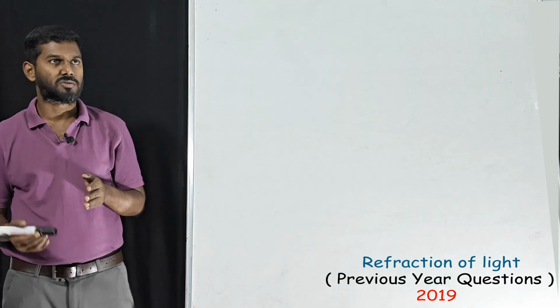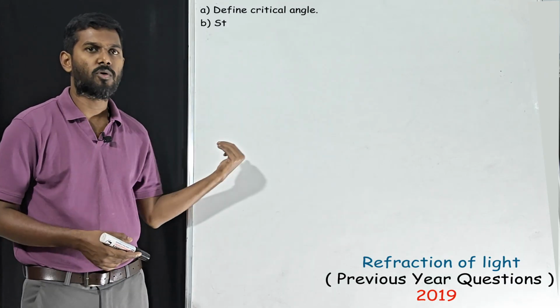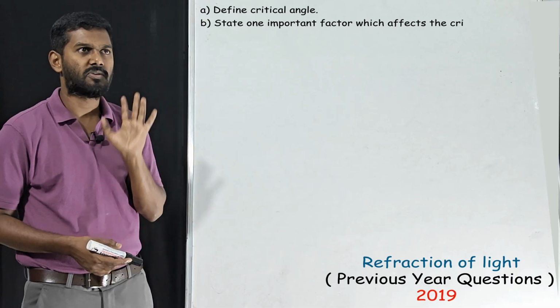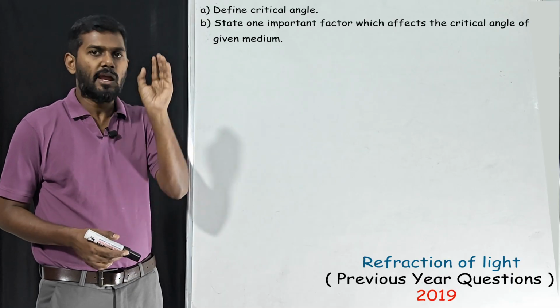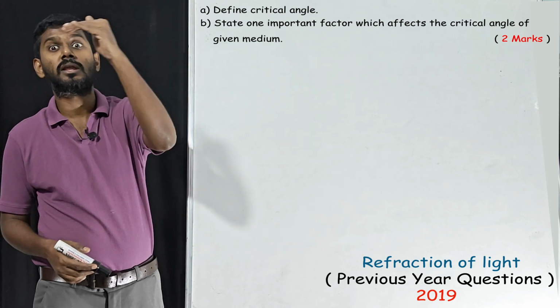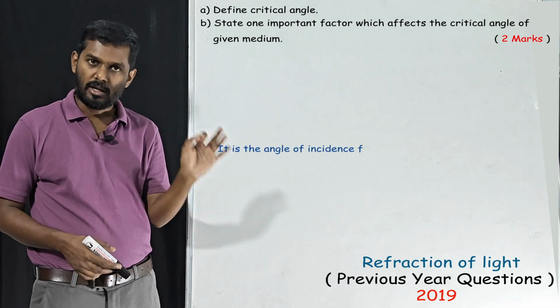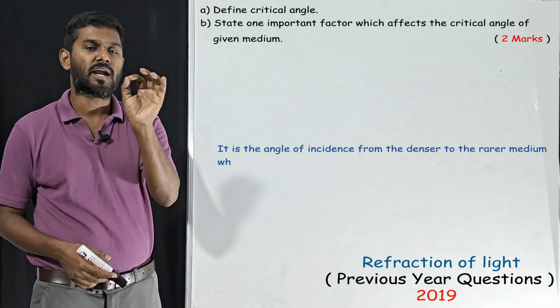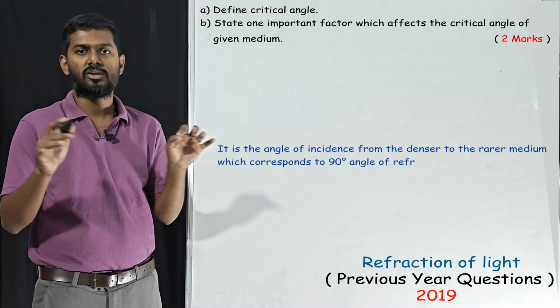That's it. Our next question: define critical angle. We have one more sub question, we'll go for it later. First, we'll define it. Critical angle is the angle of incidence from a denser medium to the rarer medium, which corresponds to an angle of refraction of 90 degree. This is the answer you are going to write.